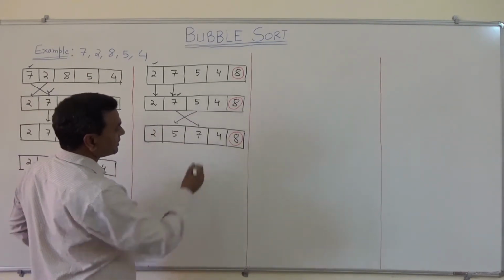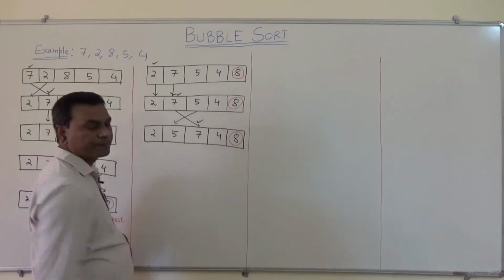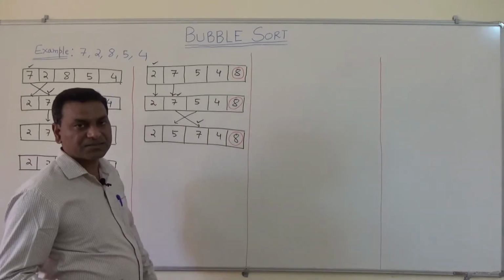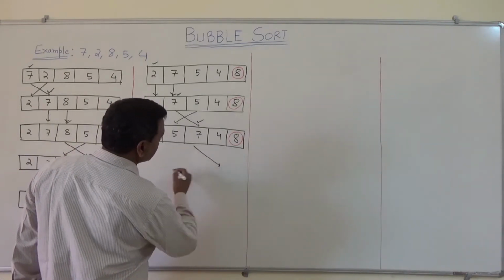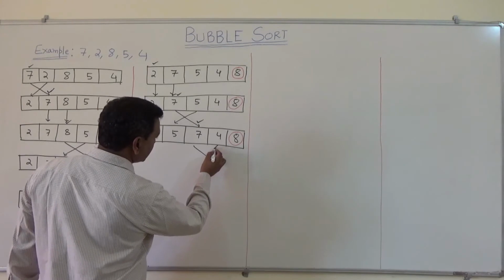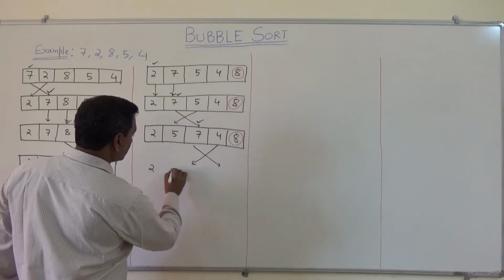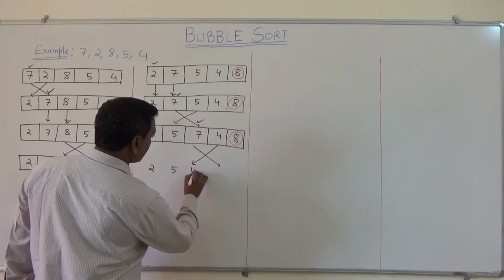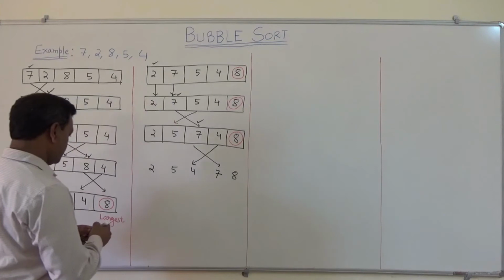Now we will compare the third element with the fourth element. Now we will compare 7 and 4. Because 7 is greater than 4, that's why they are swapped. So this will go to the fourth position and this will come at the third position. So this will be like this: 2, 5, 4, 7 and then 8.